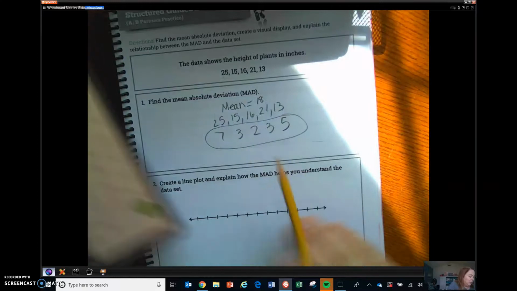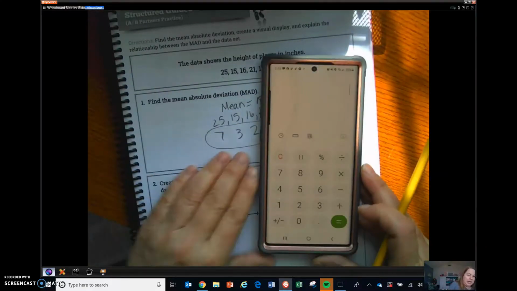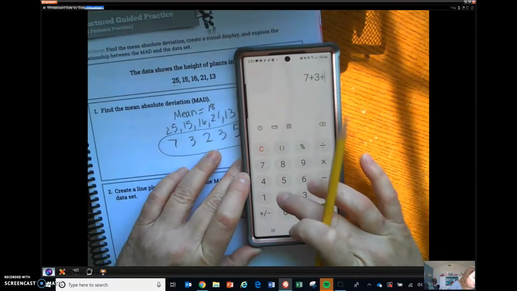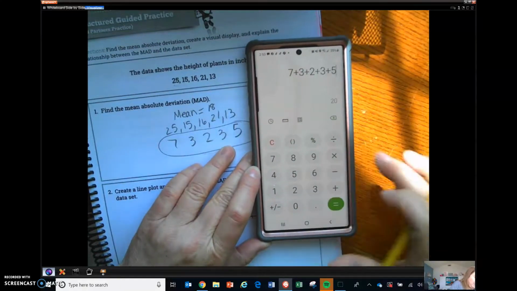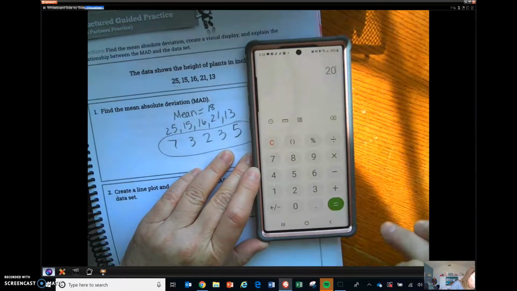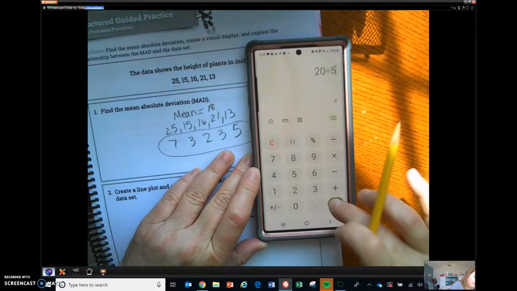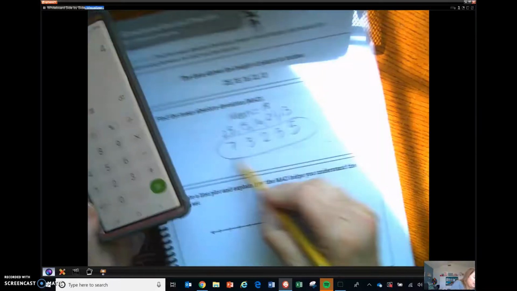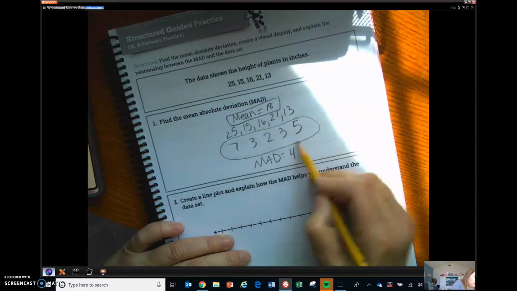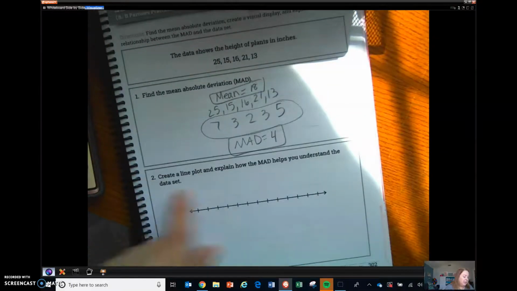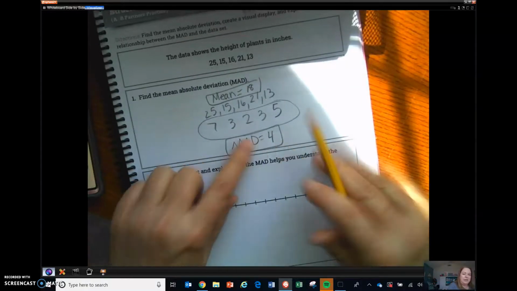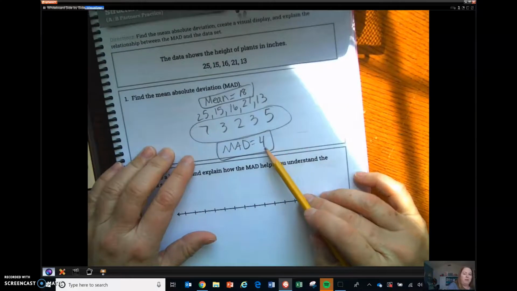So I'm going to add all those up. I have 7 plus 3 plus 2 plus 3 plus 5 equals 20, divide by 5, you get 4. So that's the MAD. The MAD equals 4. Create a line plot and explain how MAD helps you understand the data set. This means there's a deviation from the mean of 4.